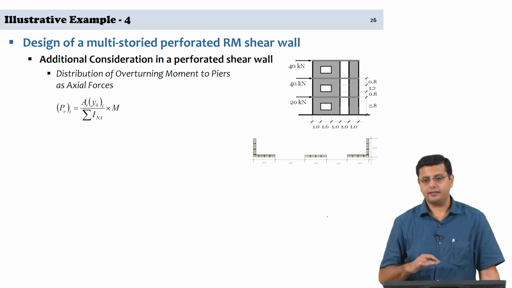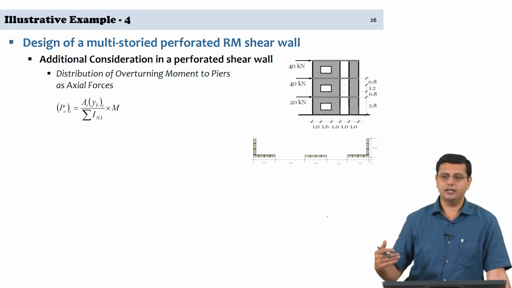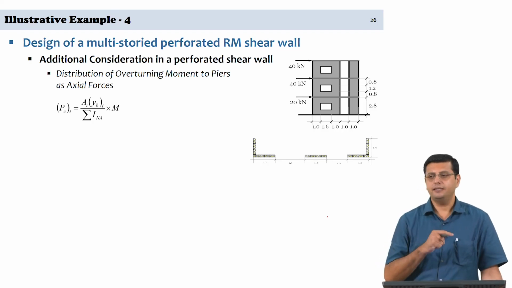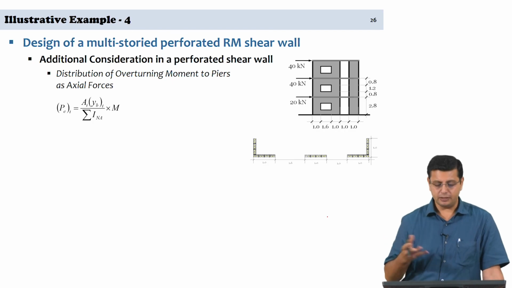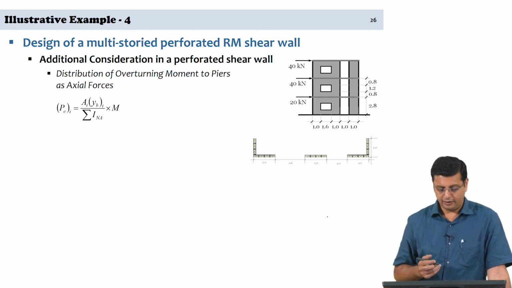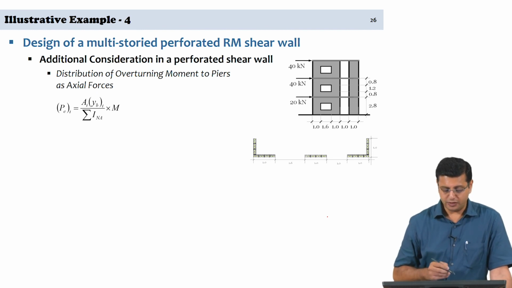So, if you were to look at the gravity forces, the gravity forces would come from the dead load, from the live load, and from the earthquake force because of the overturning moment. So, the additional axial force from the overturning moment, which could be tensile in nature or compressive in nature, depending on the direction of the earthquake and depending on the position of the wall with respect to the overall geometry of the structure that you are considering, has to be in addition taken into account. So, the distribution of the overturning moments to piers as axial forces has to be considered.